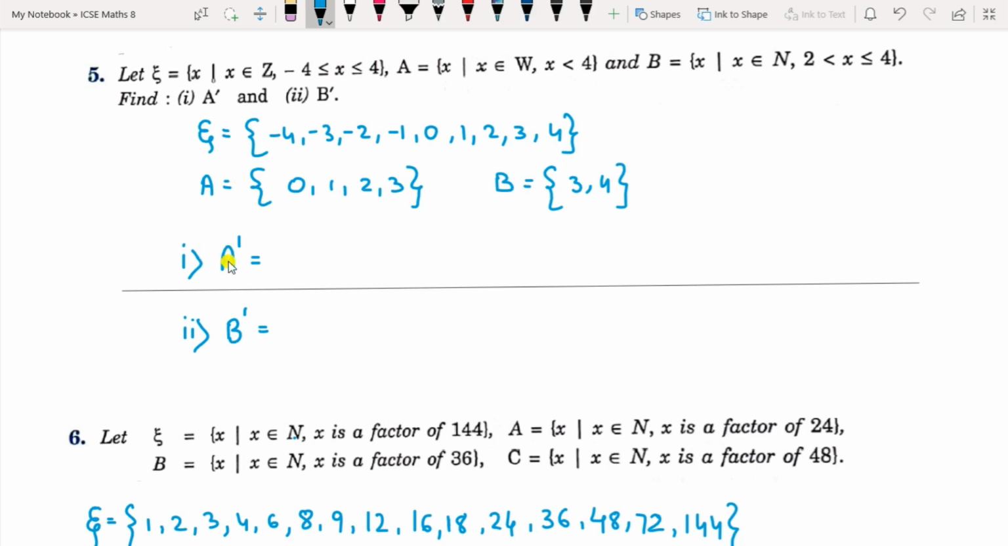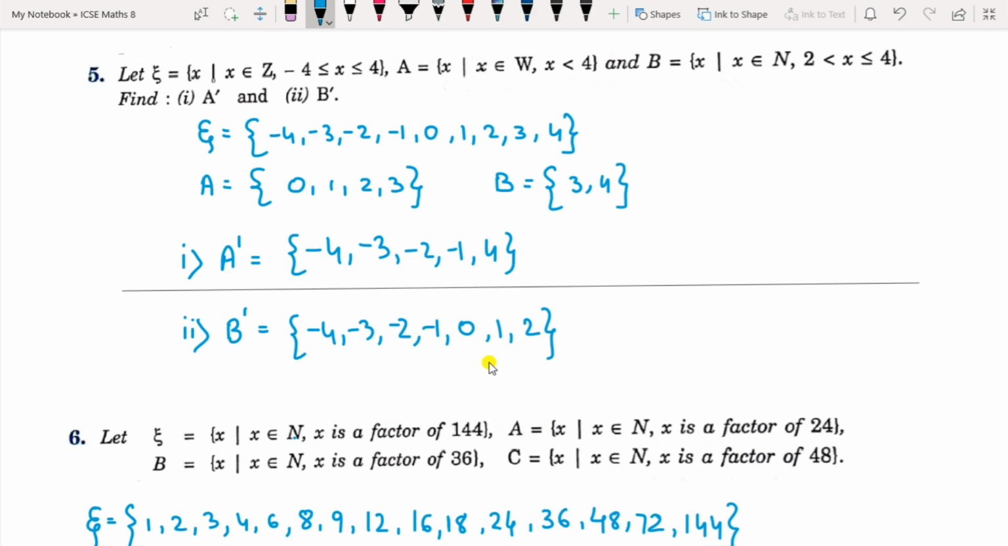Now here they are asking for A complement. So write the A complement by leaving all the elements from A and writing those elements of the universal set which are not in A. These are -4, -3, -2, -1, 0 is there, 1, 2, 3 is there, then 4 is not there. Similarly for B complement, leaving only 3 and 4, write all the elements -4, -3, -2, -1, 0, 1, 2, and 4. So this way you have to solve.